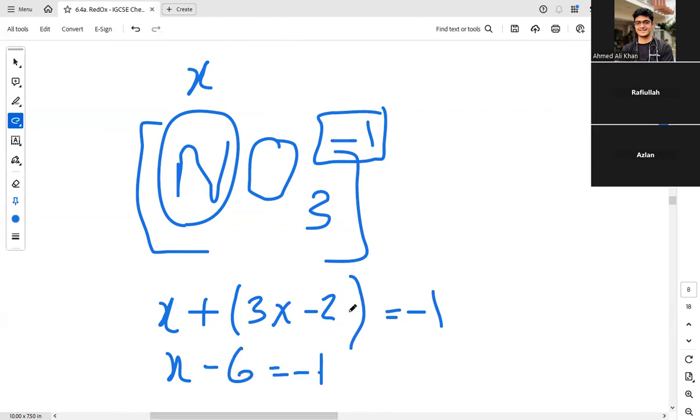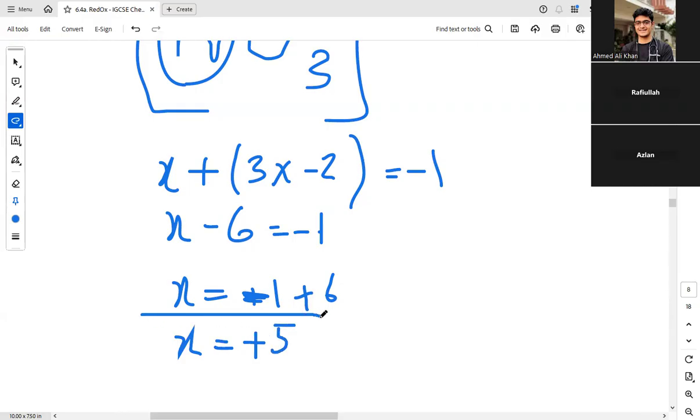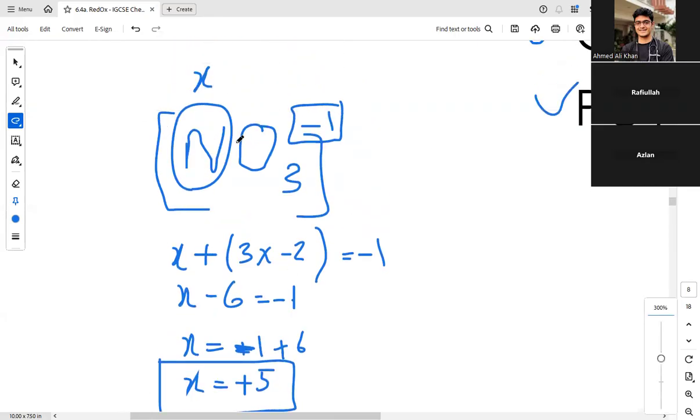Okay. And if we just solve this equation for X, so -1, and यहाँ जाके it will be +6. सही है, sorry, ये minus है, because this is minus. So 6 minus 1, that gives you +5, right? This is the oxidation state of nitrogen in the nitrate ion.